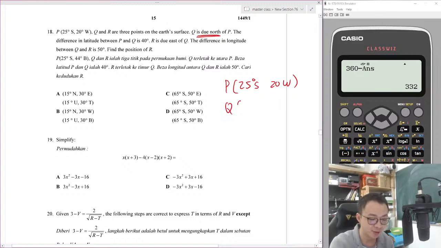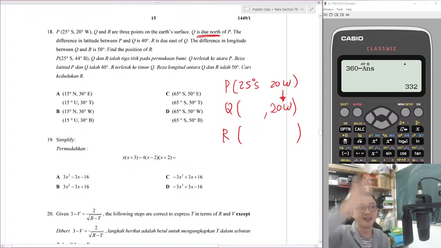R is 20W, this is Q, this is R. Since Q is due north of P, Q will have the same longitude, so it will be 20W. You can just copy, because they are at the same longitude, and we can go north or south. The difference in latitude between P and Q is 40 degrees.